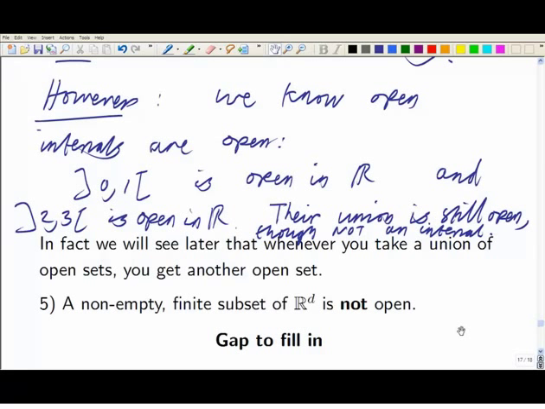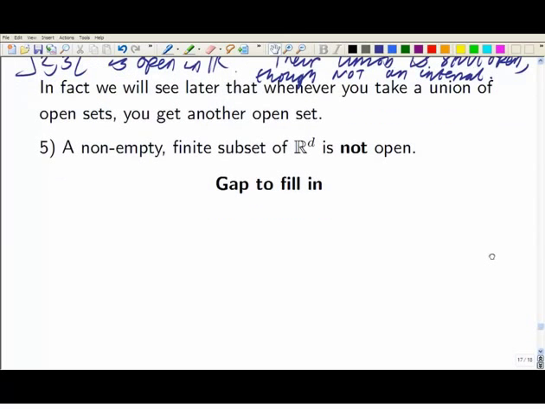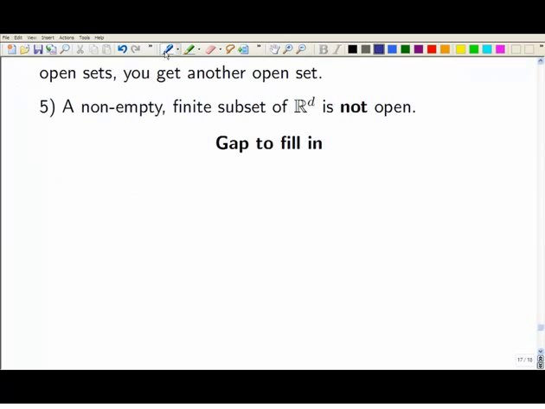Very different when we come to closed sets, coming up later. Unions of closed sets, only finite unions are safe. Infinite unions of closed sets can stop being closed, as we're going to see in a bit.